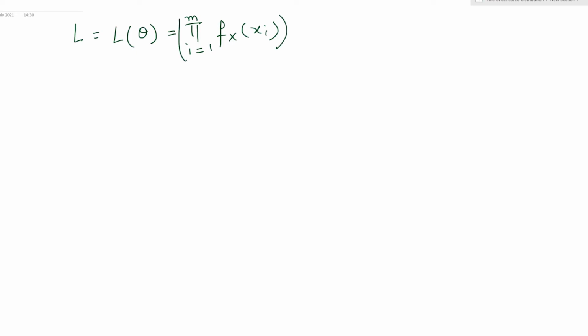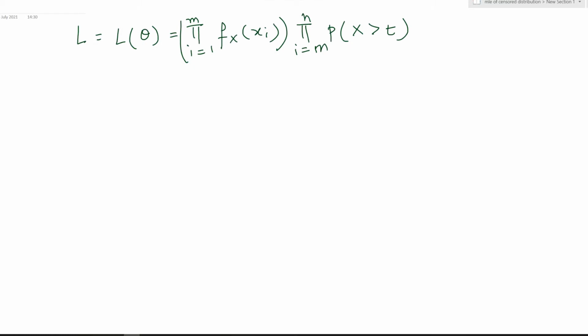and since we have the partial information about the rest of the n minus m bulbs, we have the product over i equals m plus 1 till n of probability x greater than t. The partial information that is known to us is basically that the lifetime of the bulbs is greater than t. So the likelihood function is the product of the PDFs of the m bulbs and the product over the n minus m bulbs for which the lifetime is greater than t.